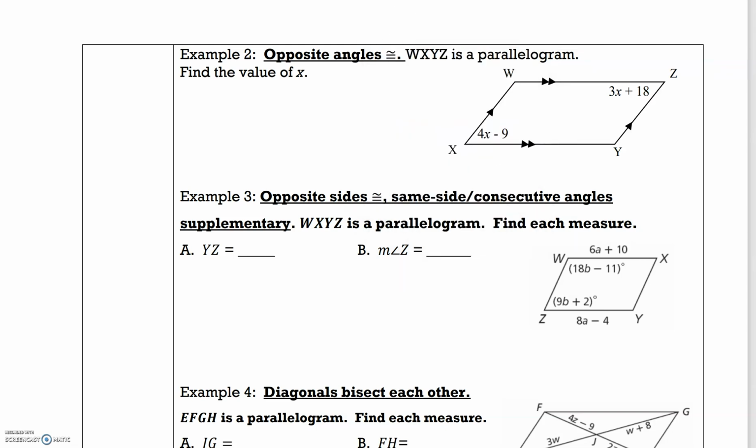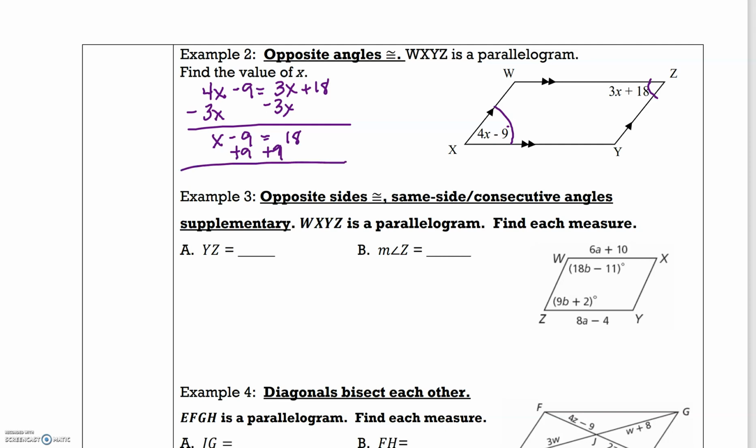On this one, opposite angles, again, are congruent. So this angle and this angle are going to be the same. So we can go ahead and set 4x minus 9 equal to 3x plus 18 and solve. So I'm going to subtract my smaller variable. x minus 9 is equal to 18, and then add 9. So x is equal to 27, and it just wants us to find the value of x.